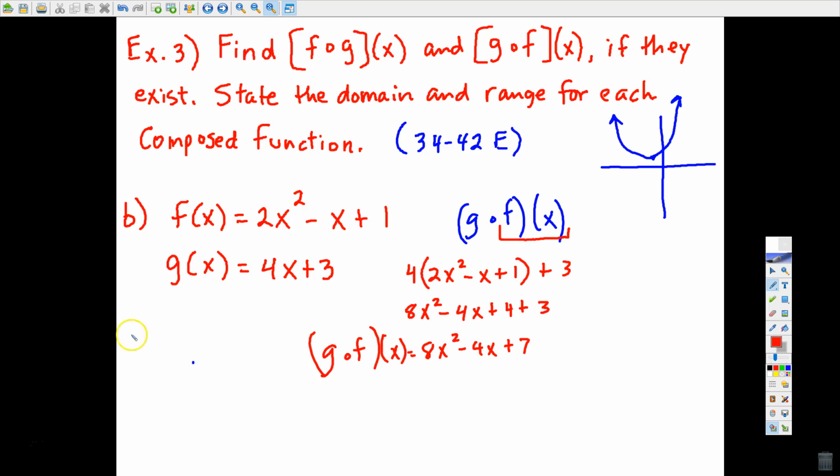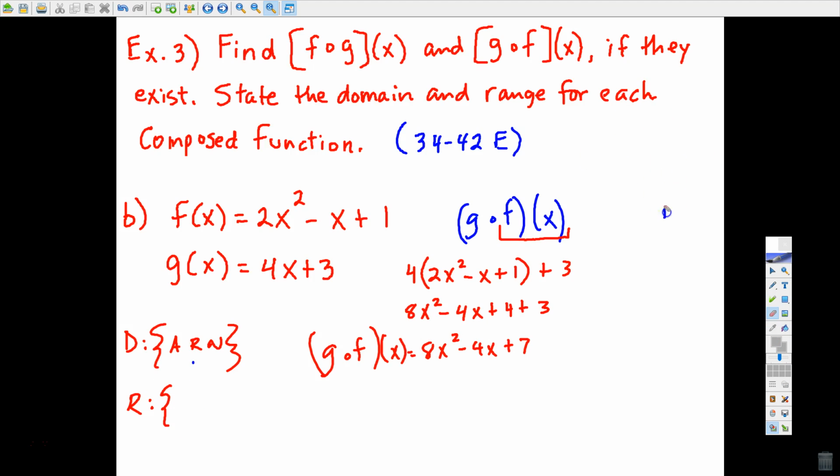Okay, so domain, that's going to be the same, all real numbers for parabolas. But we talked earlier about how the range is going to be a little different. We've got to find out where the vertex of this parabola is so that we can know what the range is. Okay, so once again, I'm going to use the opposite of b over 2a. 2 times 8 is 16.